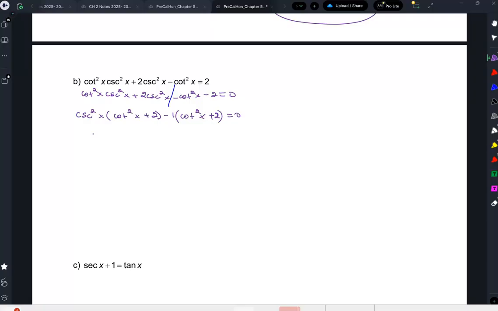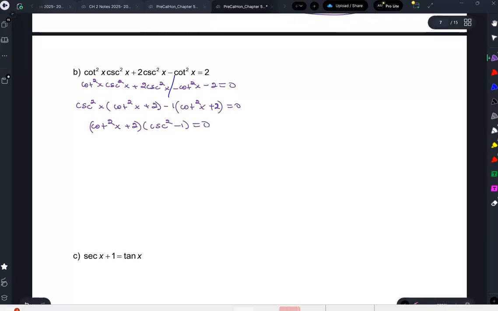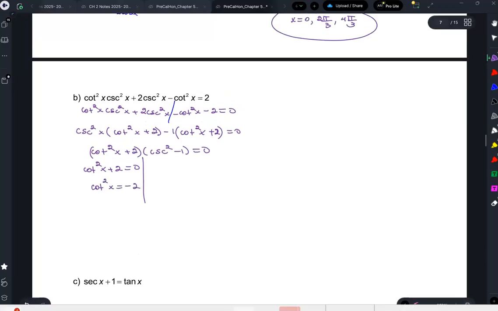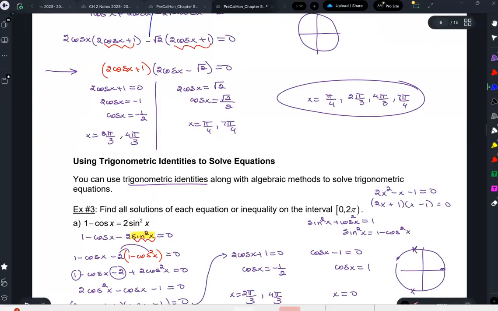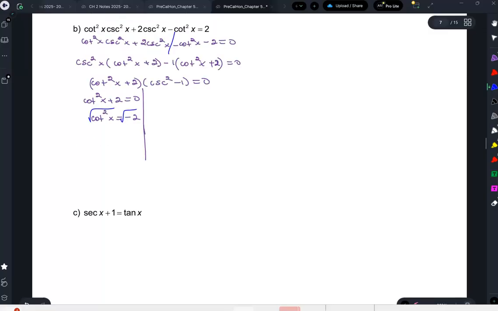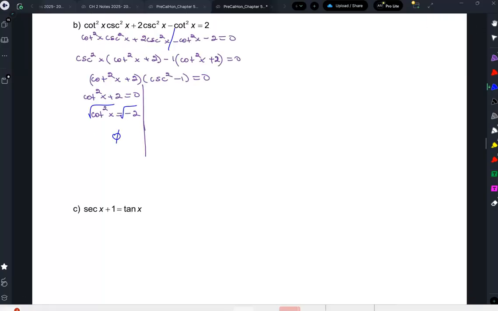So here, let's write down the common term and then collect what we haven't used. Okay, so now, here, cotangent squared x plus 2 equals 0. Cotangent squared x equals negative 2. Take a square root. Does that work? No. So this part gives you no solution.